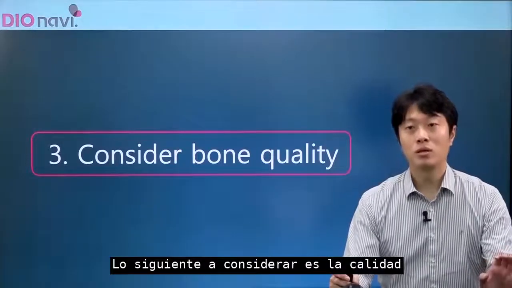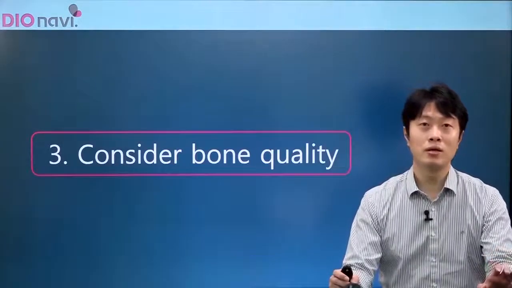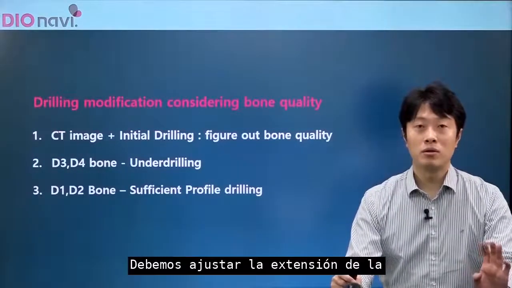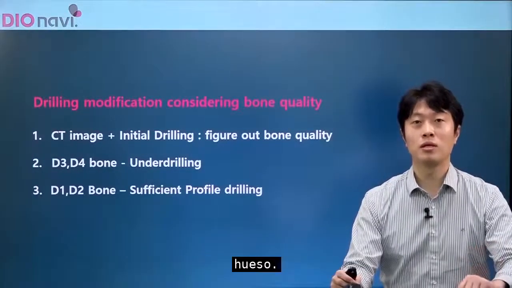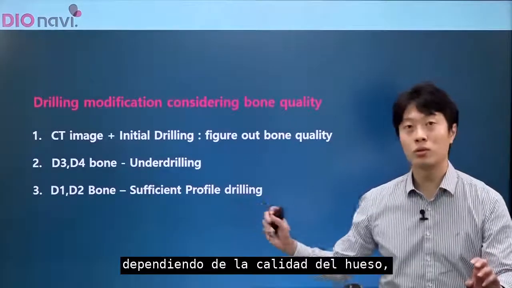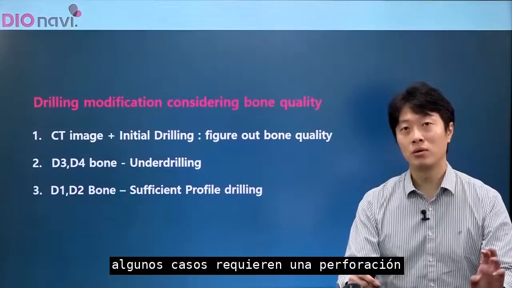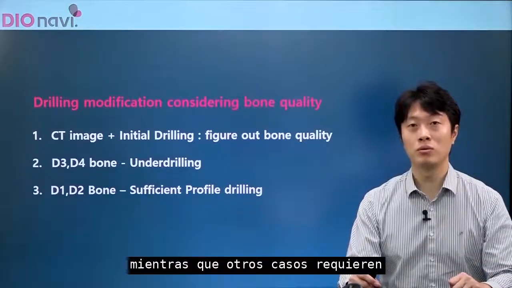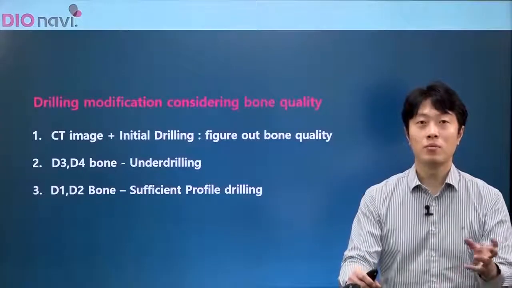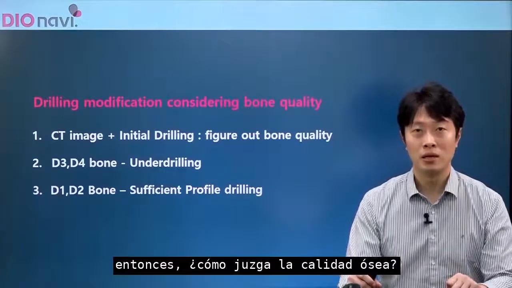The next thing to consider is the bone quality. We should adjust the drilling extent depending on the bone quality. As I said before, depending on the bone quality, some cases require under-drilling, while other cases require sufficient drilling in the surgical protocol. Then how do you judge bone quality?